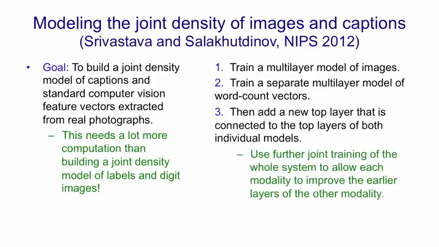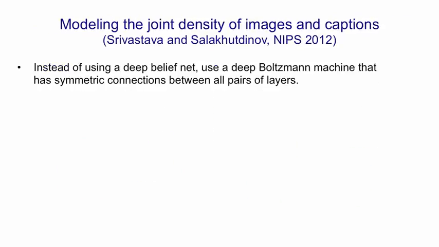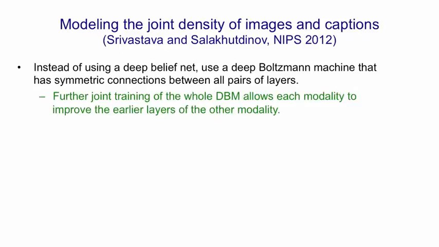After that, they use further joint training of the whole system so that each modality can improve the earlier layers of the other modality. Instead of using a deep belief net, which is what you might expect, they used a deep Boltzmann machine, where there are symmetric connections between all pairs of layers. The further joint training of the whole deep Boltzmann machine is then what allows each modality to change the feature detectors in the early layers of the other modality. That's the reason they used a deep Boltzmann machine.